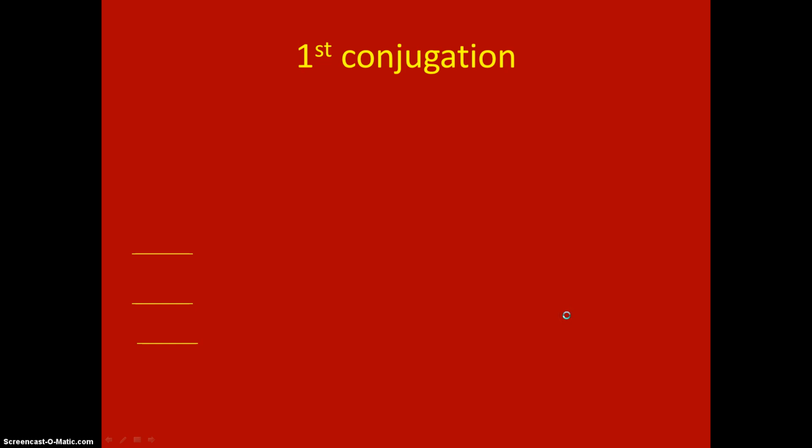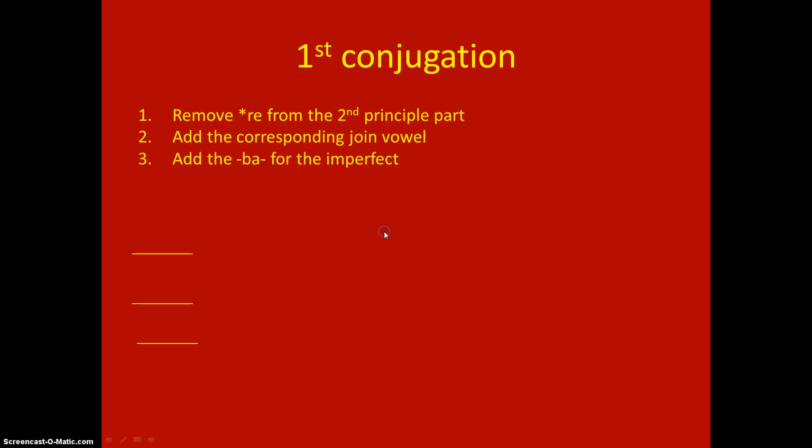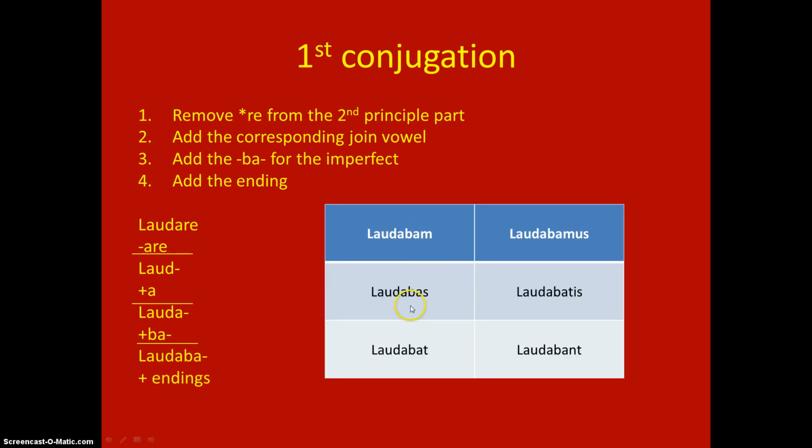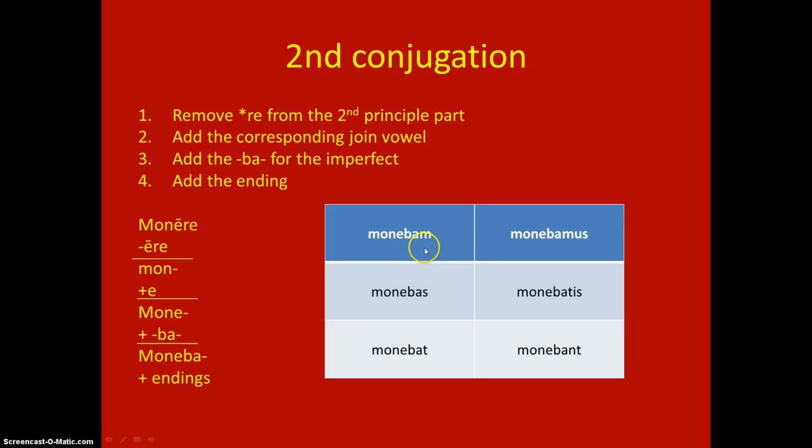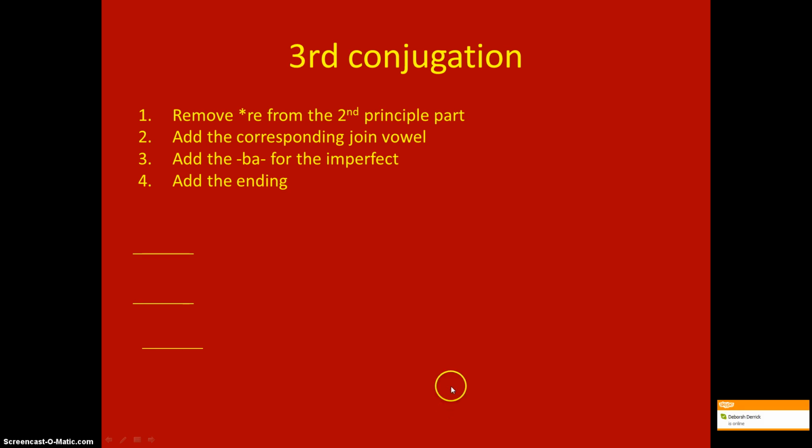So let's do those same verbs that we just did a minute ago, and let's walk through the imperfect. Okay, our steps are pretty much the same. Laudare minus are plus a join vowel plus a tense syllable and then an ending. Gives us laudabam, laudabas, laudabat, laudabamus, laudabatis, laudabant. Okay, for second conjugation, similar thing. We get monebam, monebas, monebat, monebamus, monebatis, monebant.